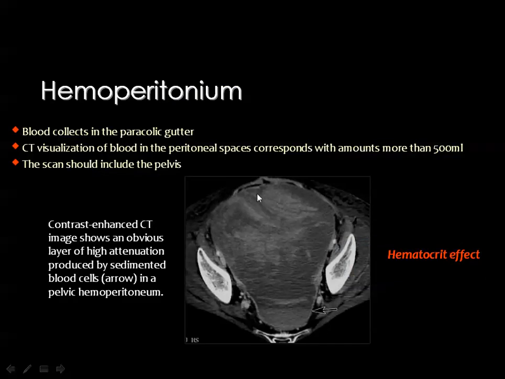There is massive bleeding in the peritoneal cavity, seen in the CT image of the pelvis, and this arrow points to the sedimentation of the blood, forming what's known as the hematocrit effect.